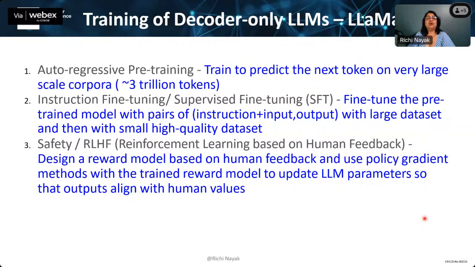So as we know, they are decoder only, so they are autoregressive pre-training, trained to predict the next token with around 3 trillion tokens. And let's look at supervised fine-tuning and instruction fine-tuning. So these are the two ways these models have been trained, and then they are further refined using reinforcement learning based on human feedback, and also some safety guardrails to ensure that the output aligns with human values.